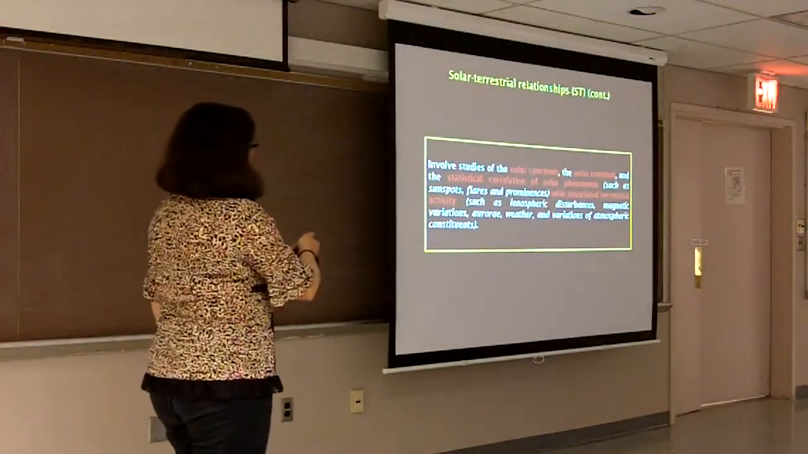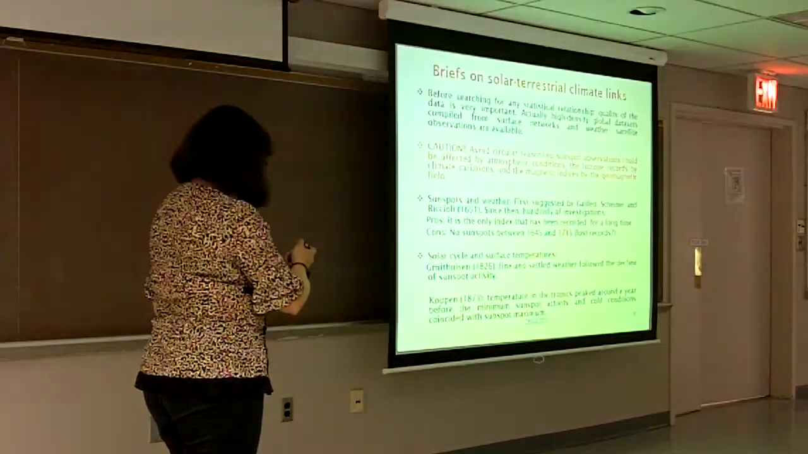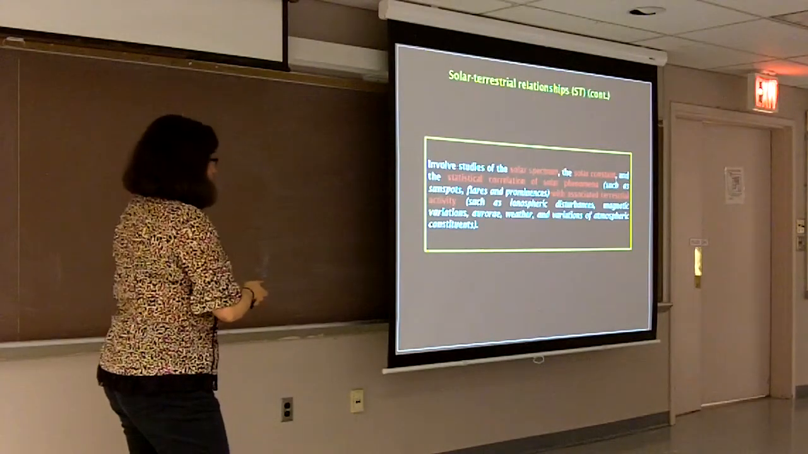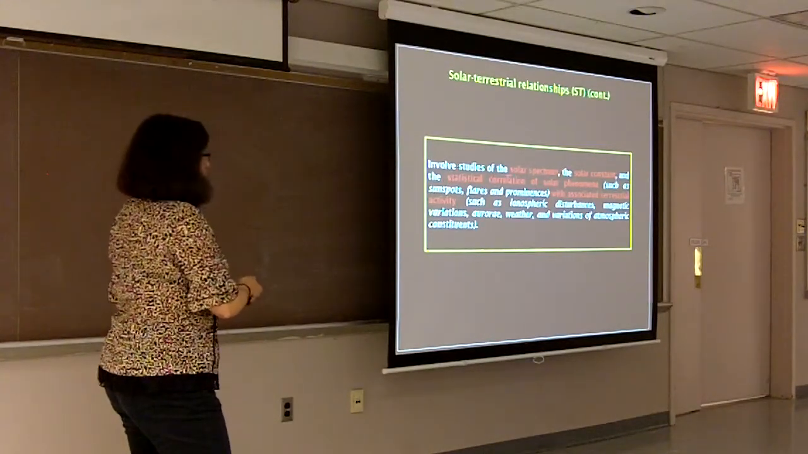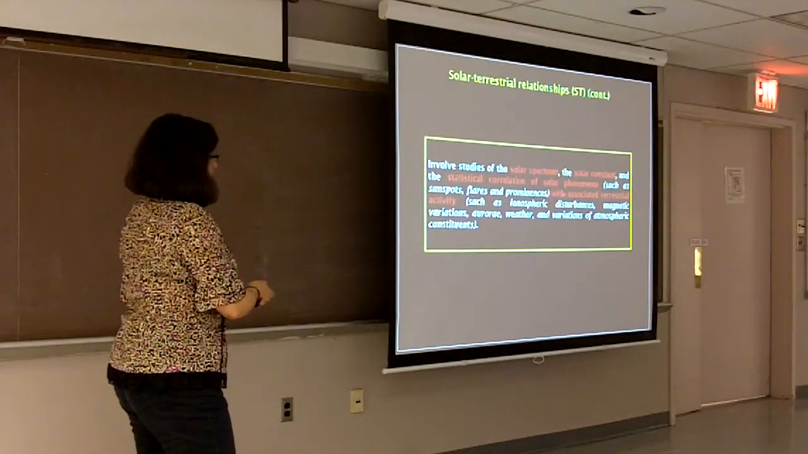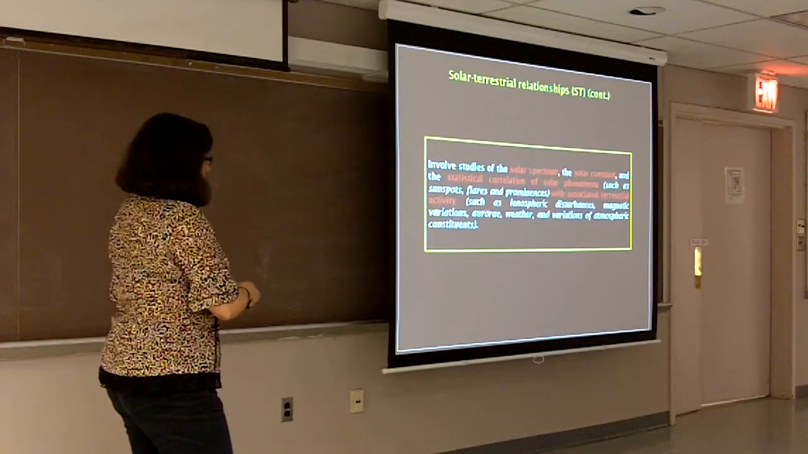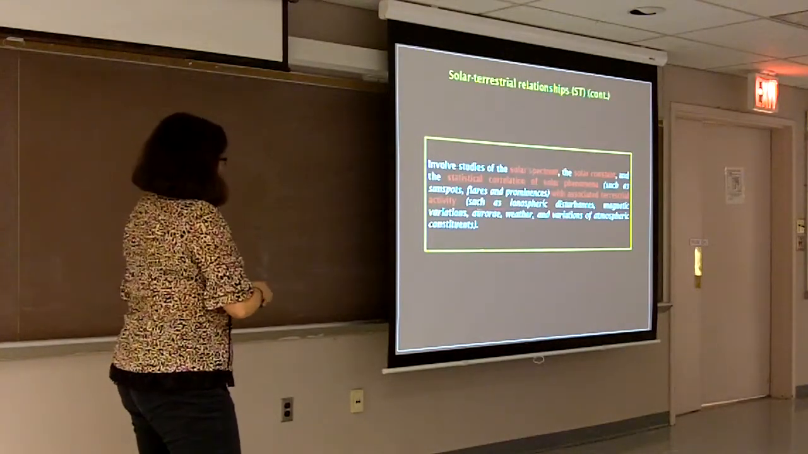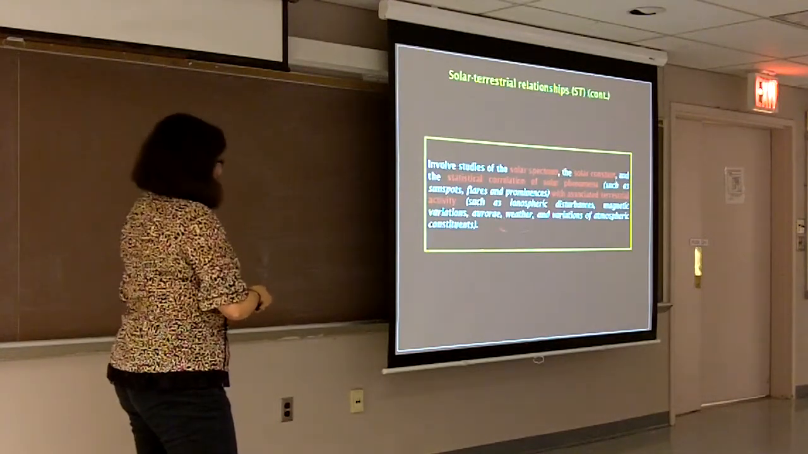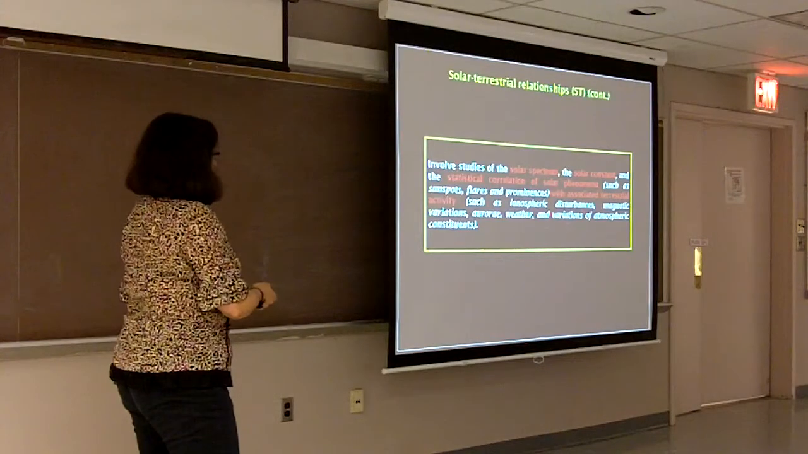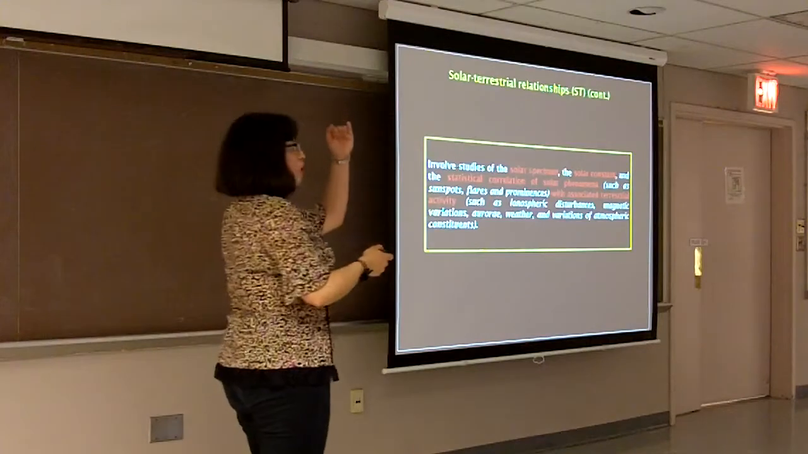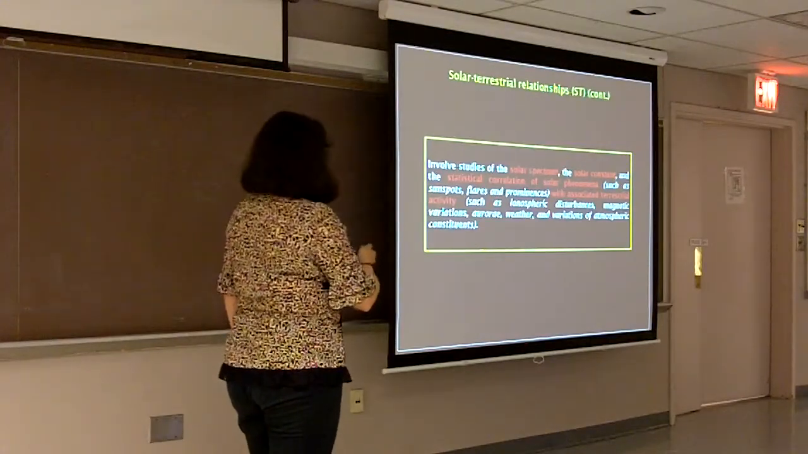So in summary, the solar terrestrial relationships involve studies of the solar spectrum, the solar constant, and the possible statistical correlation of solar phenomena such as sunspots, flares, and prominences with associated terrestrial activity. Which kind of terrestrial activity? For example, ionospheric disturbances, magnetic variations, auroras, weather, climate, obviously in the long term, and variations of the components of the atmosphere, especially in the upper layers of the atmosphere.